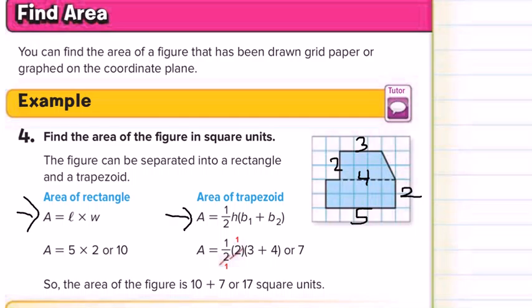If I add 3 plus 4 first, I will get 7. And then I can do 7 times 2, which is 14, and take half of that, which is 7 square units for the area of your trapezoid. Then you can add together the area of your rectangle and the area of your trapezoid and get your total of 17 square units.